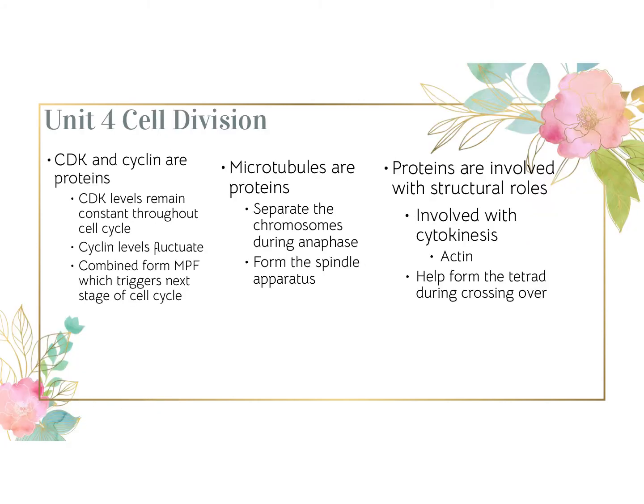In Unit 4, we talked about CDK, which is your cyclin-dependent kinase, and cyclin, which are both types of proteins. So keep in mind that your CDK levels remain constant throughout the cell cycle, but the levels of cyclin fluctuate because cyclin is being produced or translated from the DNA. When the cyclin and the CDK combine, it forms what is known as the mitosis promoting factor, which will trigger the next stage of the cell cycle.